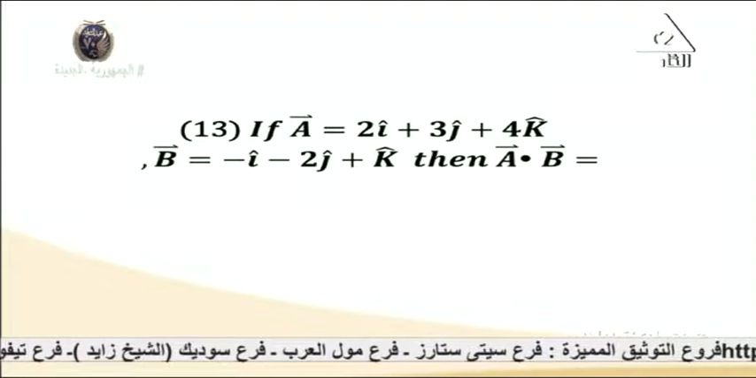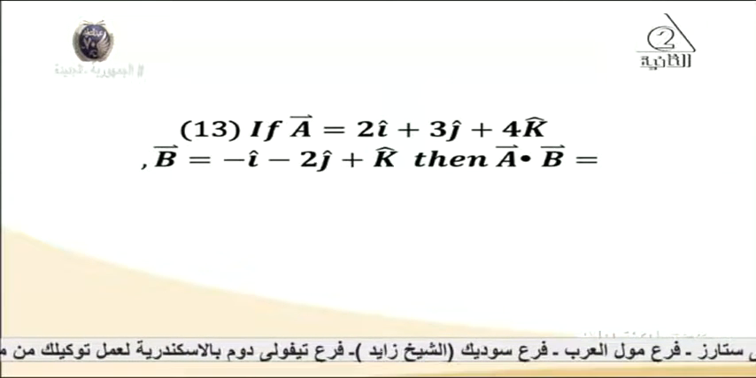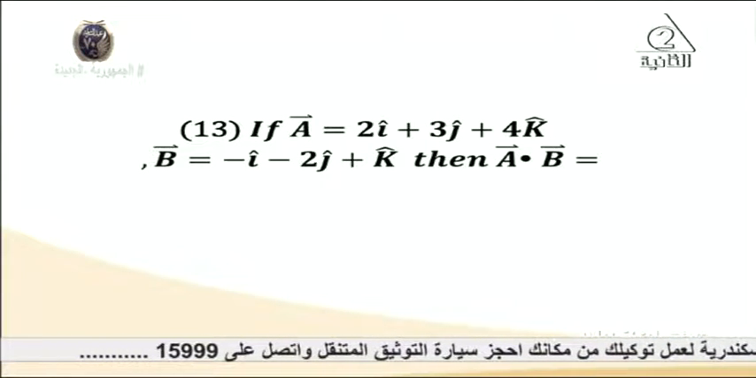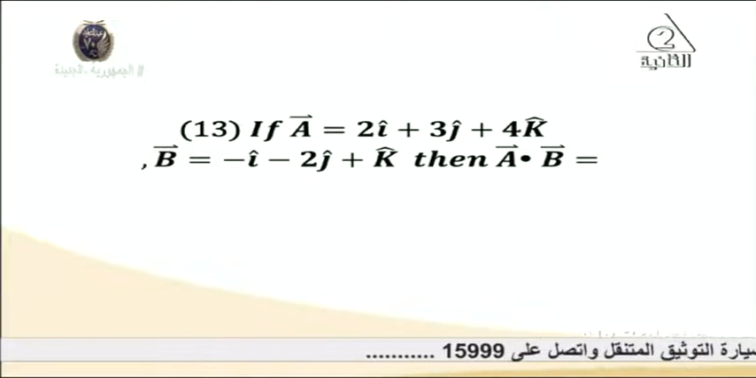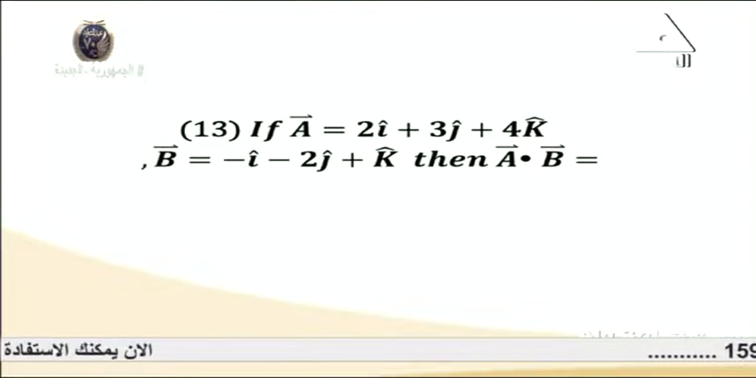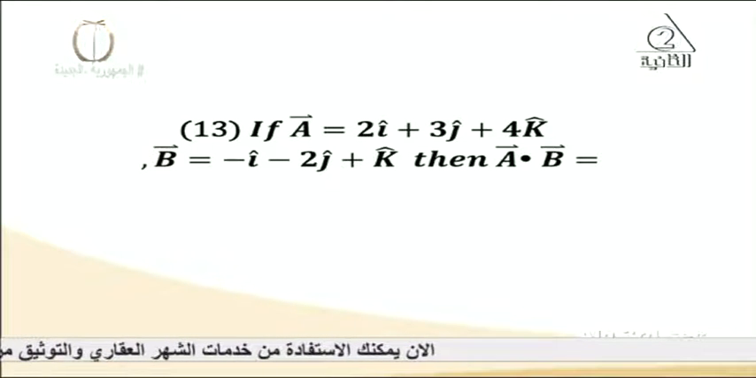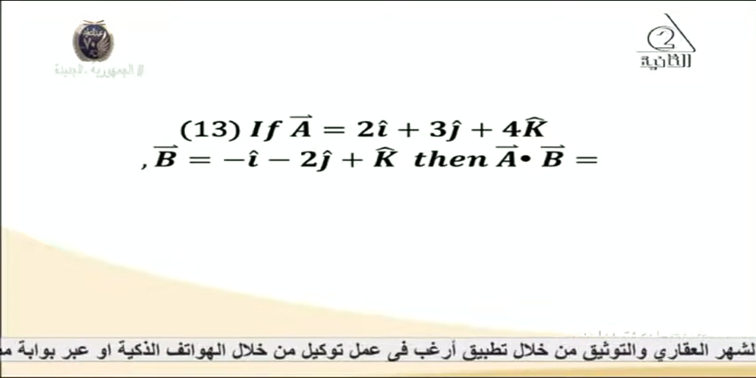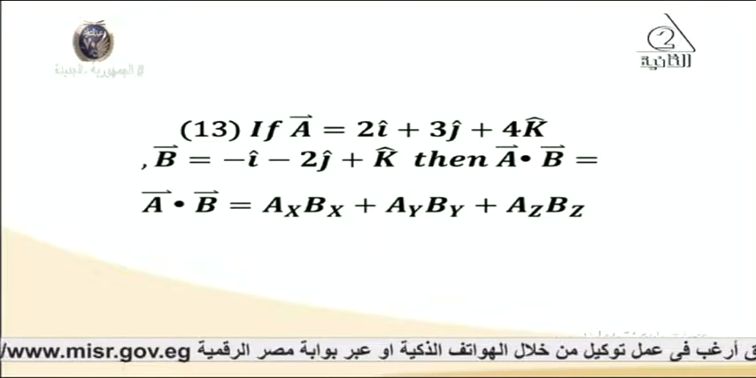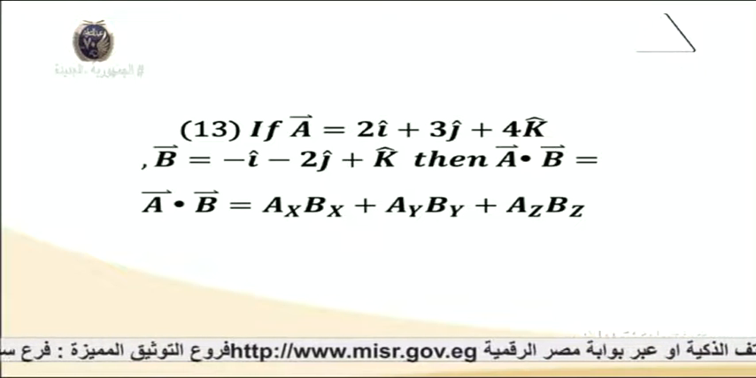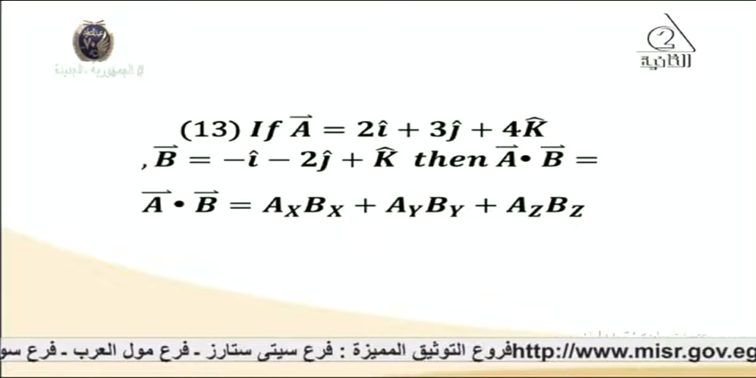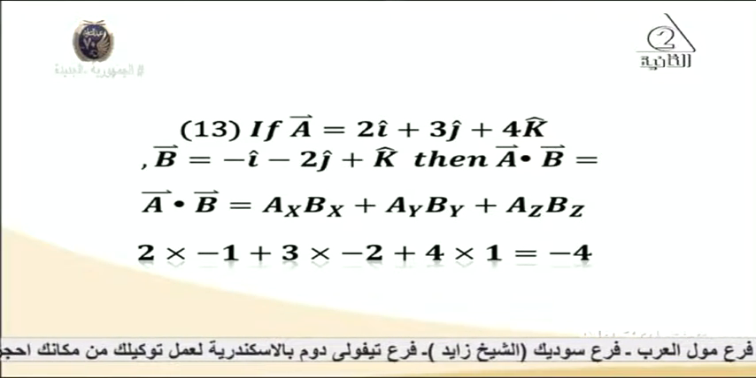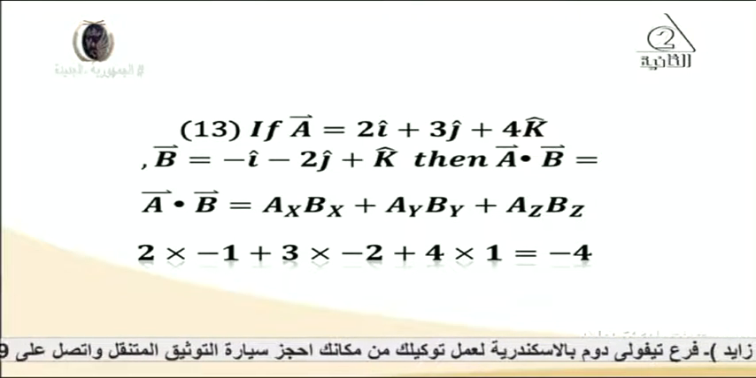Now we move to another example. We have two vectors: the first vector A is 2i plus 3j plus 4k, and vector B is negative i, negative 2j plus k. What is the scalar product A dot B? This is the rule: A dot B equals AxBx plus AyBy plus AzBz. In this case, by substitution, the answer is -4.